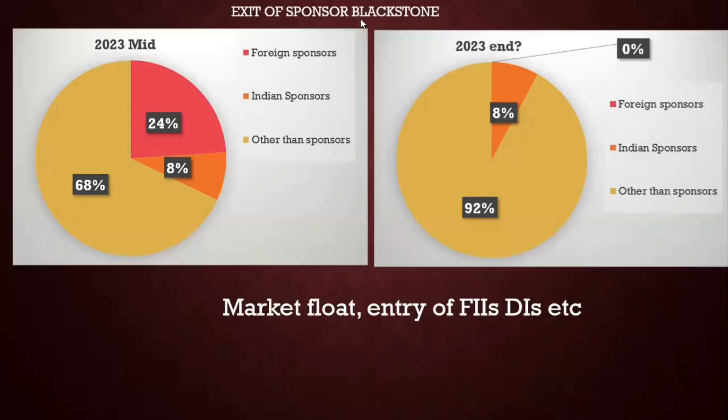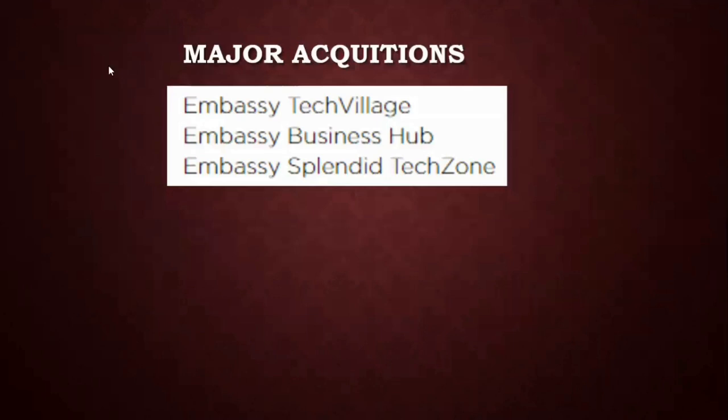The exit of Blackstone happened at the end of 2023, and the foreign sponsors were out, and the sponsor stake was reduced to 8%. So 92% became the market float, which is great, for the entry of FIIs and DIIs. That sponsor stake was actually taken up by others in the market, including FIIs and DIIs. Now, the major acquisitions have been Embassy Tech Village, Business Hub, and Tech Zone over a period of time. The first one happened in 2020 itself, and the Tech Zone happened very recently in April 2024.